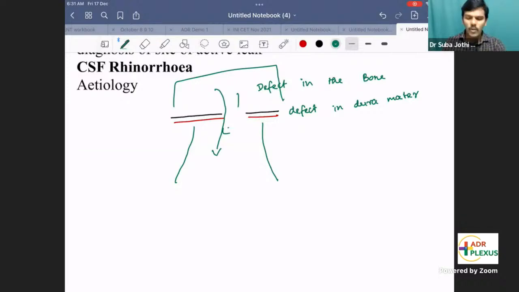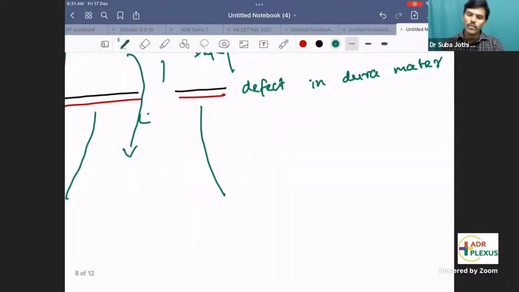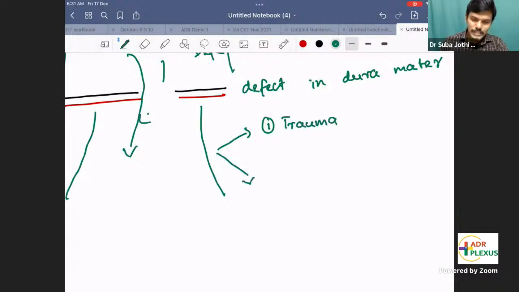So how is it going to happen? As we all know, what could be the most common cause? The first one is trauma. Does trauma alone cause CSF leak? It's not like that. There are a lot of non-traumatic causes.